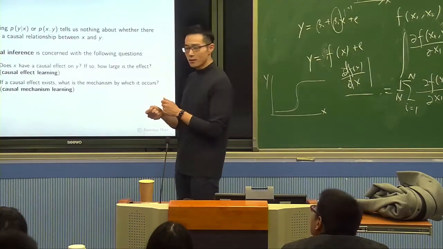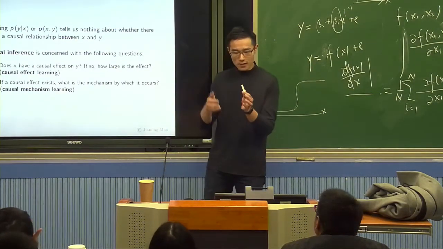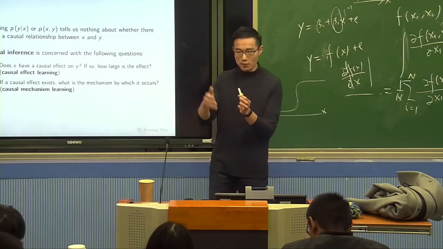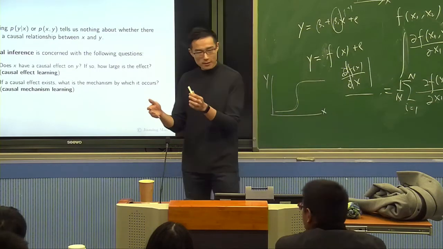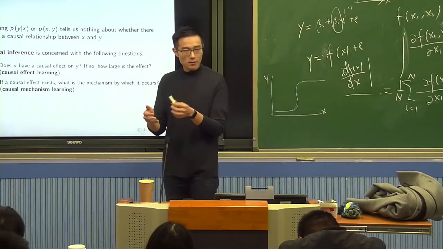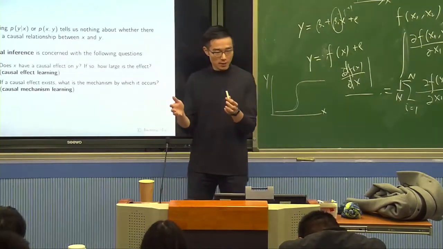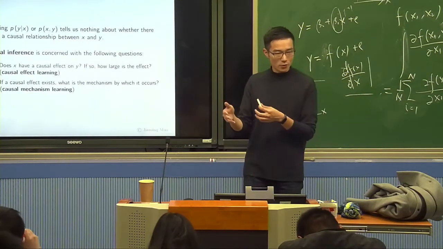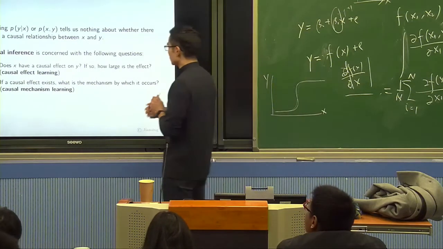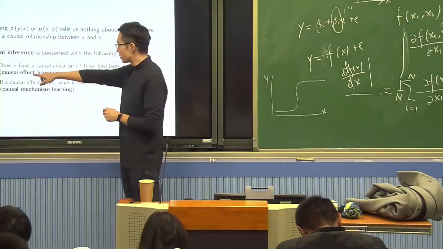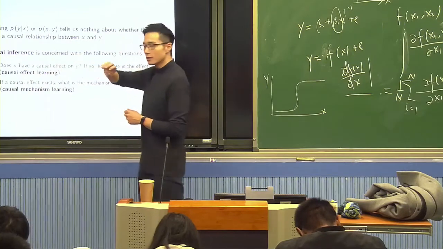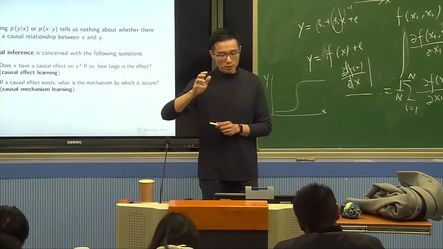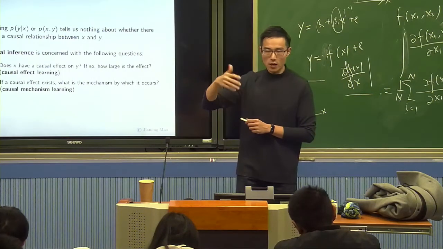But causal inference is interested not only in how to use X to predict Y, but we want to know whether X has actually any causal effect on Y. X and Y can be correlated without any causal effect. So in causal inference, we want to separate the pure statistical correlation from a meaningful causal effect, if you will. Causal inference is concerned with two kinds of things. The first is what I call causal effect learning, which is simply learning the causal effect of X on Y. I just want to know if X has a causal effect on Y, and if so, how much.